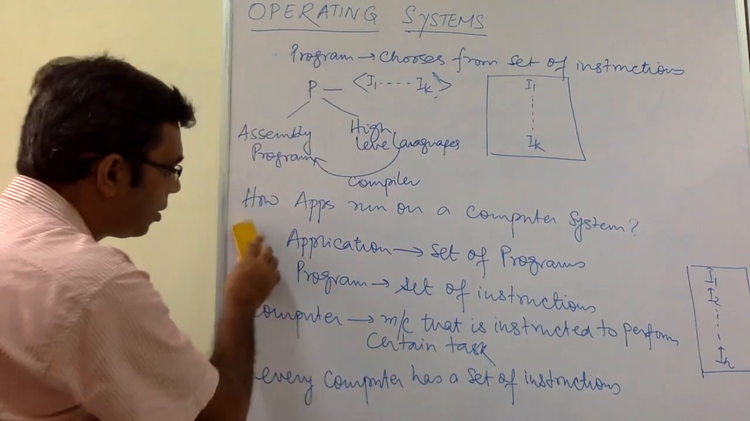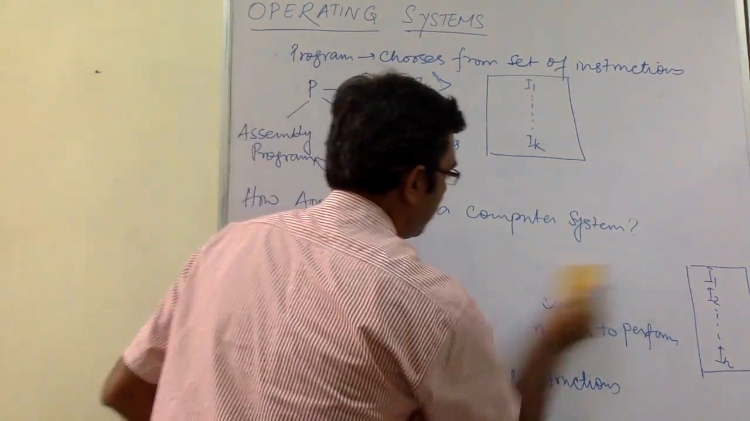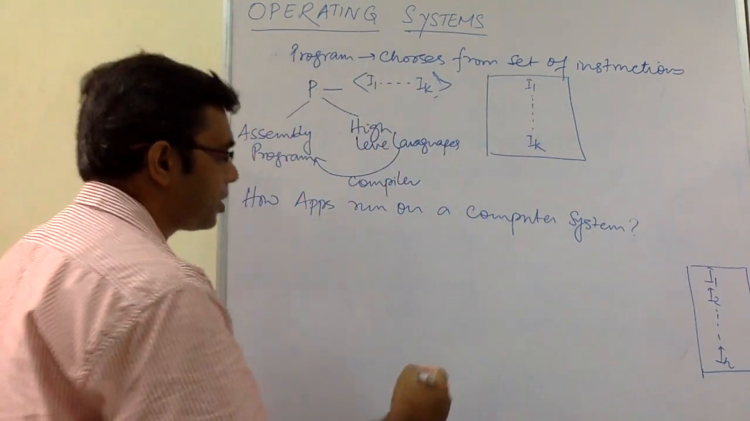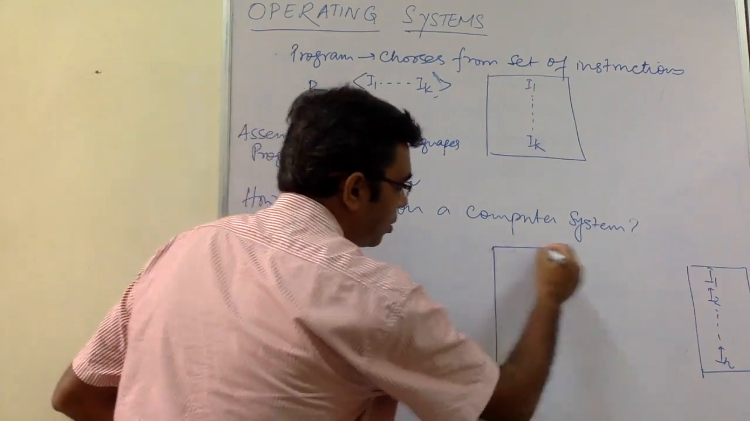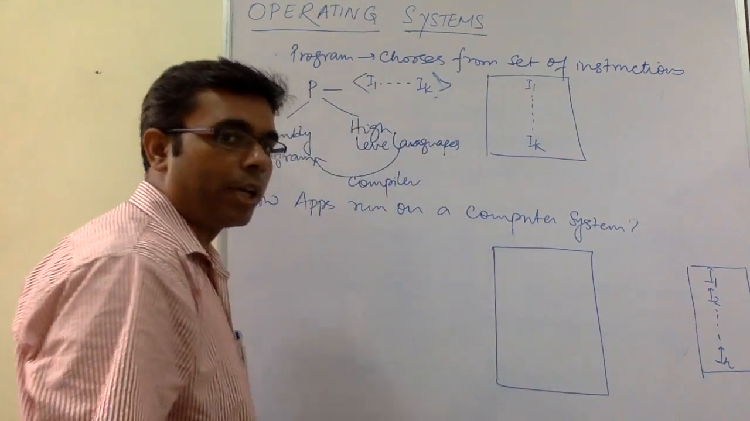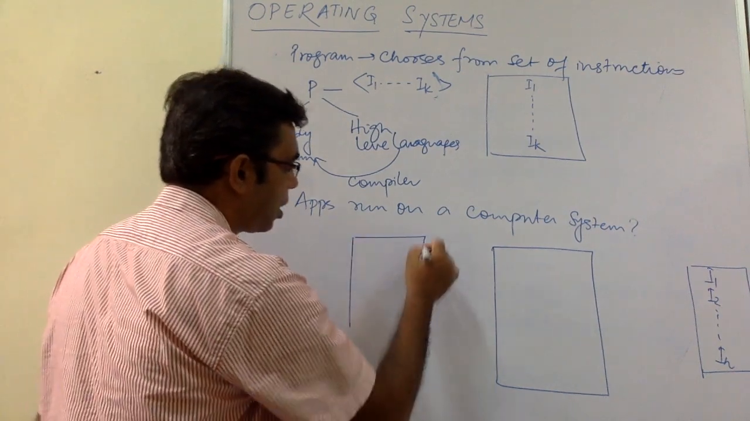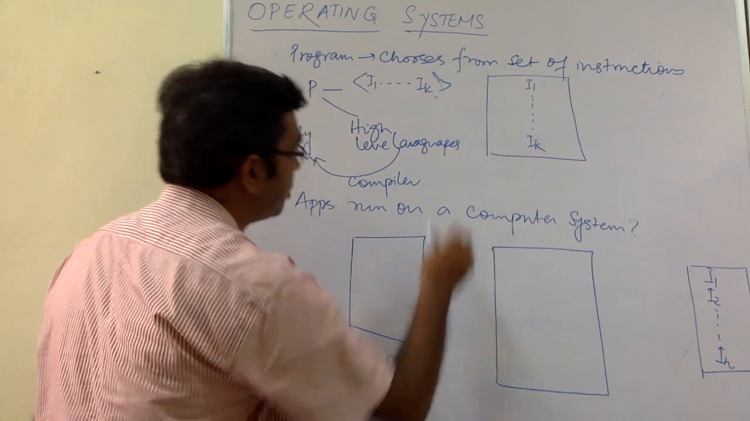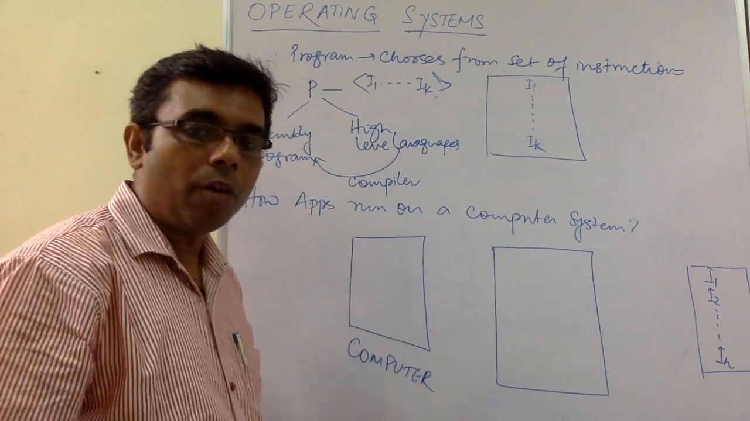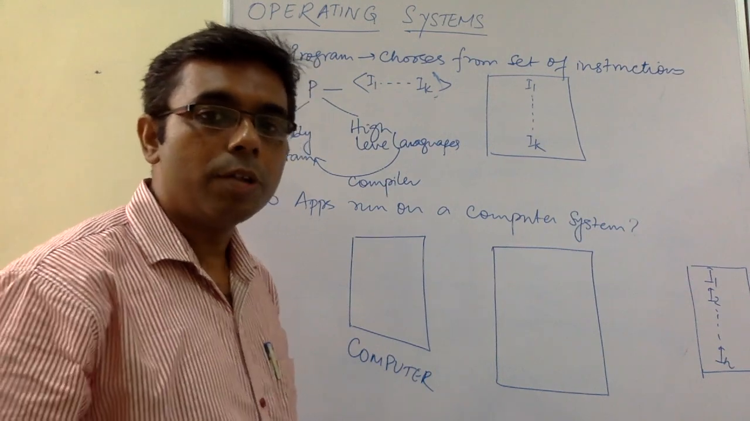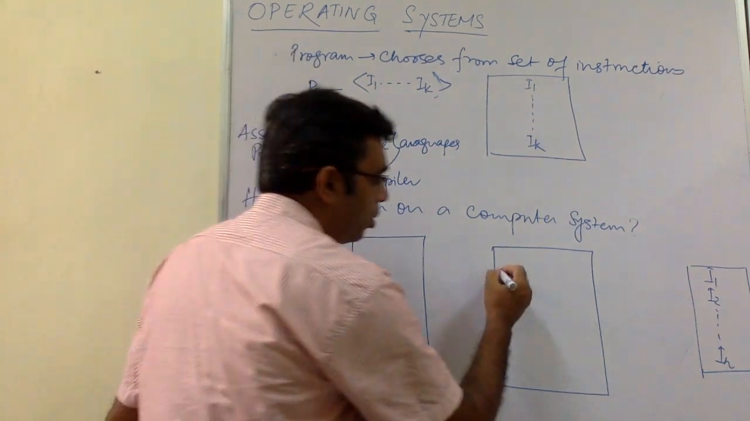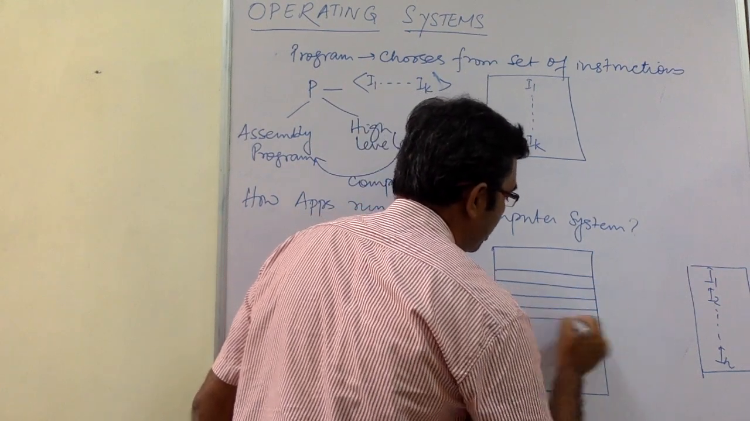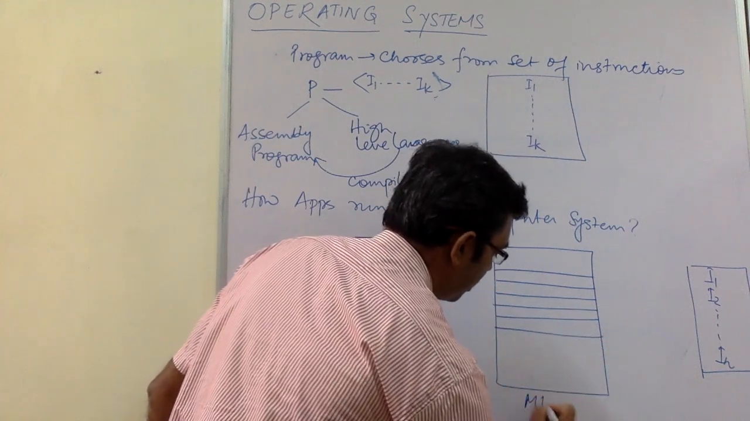So the next step in program execution is, now that you have got these instructions, there is a storage location associated with this computing machine. Okay? So this is your computer which is supposed to execute this program. But how will the computer execute this program? It is only possible if you load this program into a storage location called memory. So what is memory?